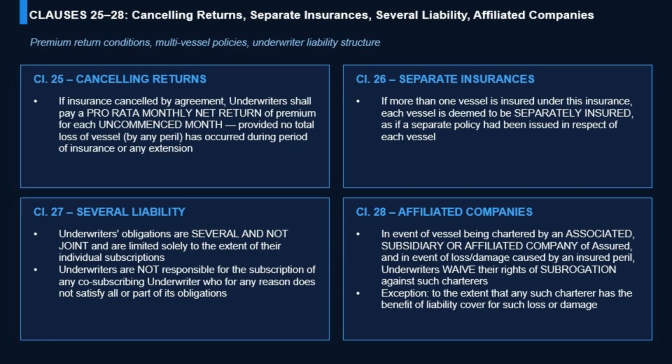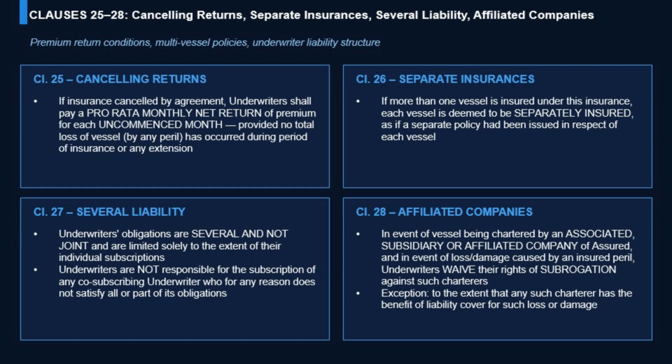These clauses deal with premium returns, multiple vessels, liability of underwriters, and affiliated companies. Clause 25 provides canceling returns. If the insurance is canceled by agreement, underwriters return premium for each uncommenced month, provided no total loss has occurred. Clause 26 states that where multiple vessels are insured under one policy, each vessel is treated as separately insured.